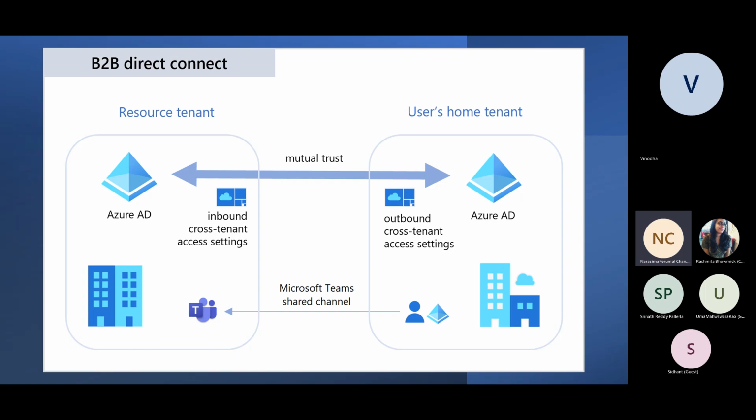So this is an overview diagram of B2B Direct Connect. On the left, you can see the resource tenant. On the right, you are seeing the external tenant. First, we set the mutual trust using the inbound and outbound cross-tenant access settings. Once we have made all the required changes, the Microsoft Teams shared channel will start working. Once you make the required settings, it takes at least 24 hours. During our testing, it took at least 24 hours for the settings to take effect and start working.